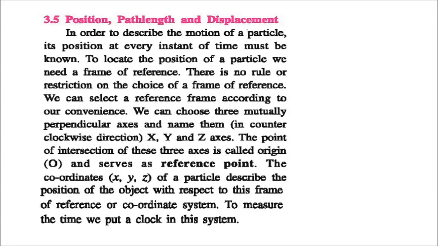Position, path length and displacement. Let me ask you a question. You started from here, you went to uncle, you went to auntie, you went to your grandfather, and then you came back. How much distance have you covered? What is the position you have at different times? And what is the displacement? The answer would be that the distance is from here to here to here to here. Let me say 1 kilometer, 2 kilometer, 2 kilometer and 5 kilometer. So the distance you covered is 1 plus 2 plus 2 plus 5, that is, 10 kilometer.